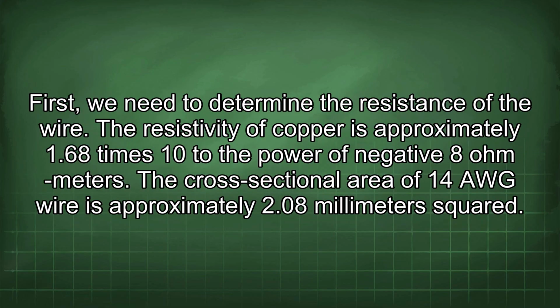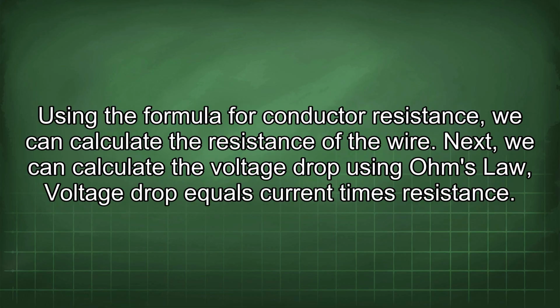First, we need to determine the resistance of the wire. The resistivity of copper is approximately 1.68 times 10 to the power of -8 ohm-meters. The cross-sectional area of 14 AWG wire is approximately 2.8 millimeters squared. Using the formula for conductor resistance, we can calculate the resistance of the wire. Next, we can calculate the voltage drop using Ohm's law. Voltage drop equals current times resistance.